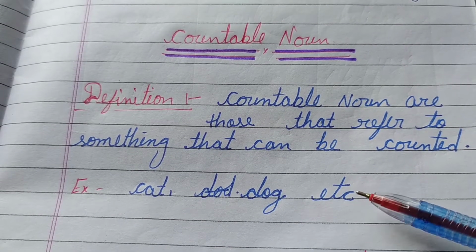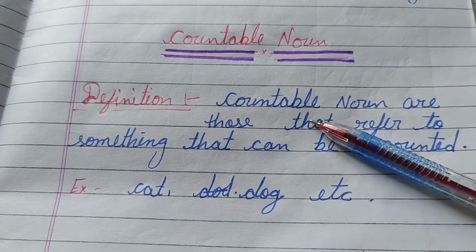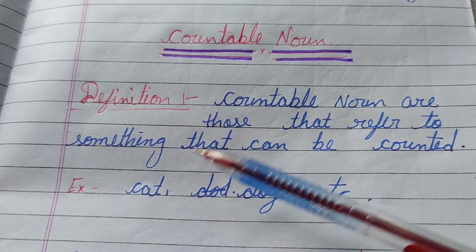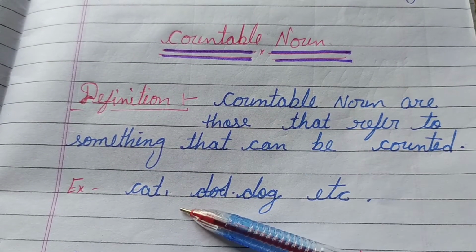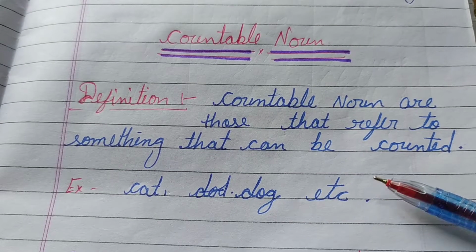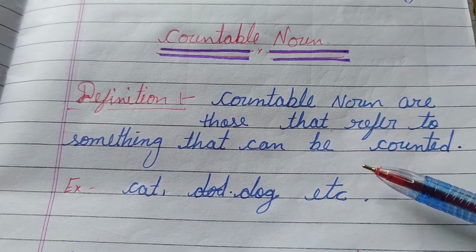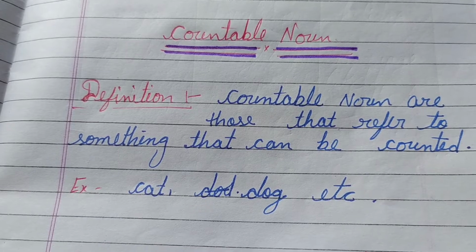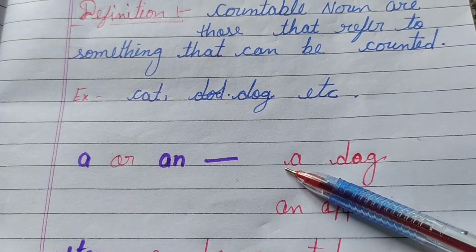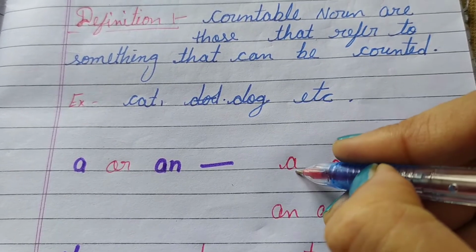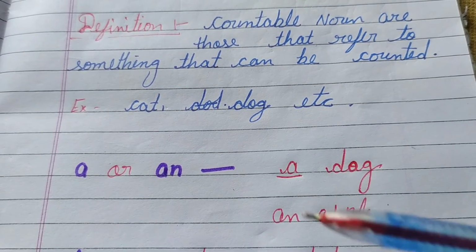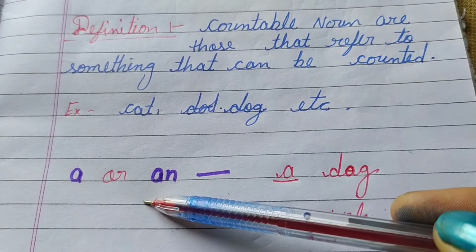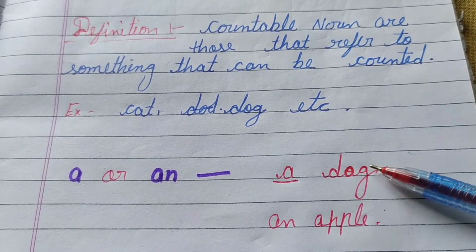Okay, we are going to talk about countable nouns. This is the definition of countable noun. Countable nouns are those that refer to something that can be counted. For example, cat, dog, and so on. The first thing we need to know with a countable noun is that we need to put a or an in front of the noun.